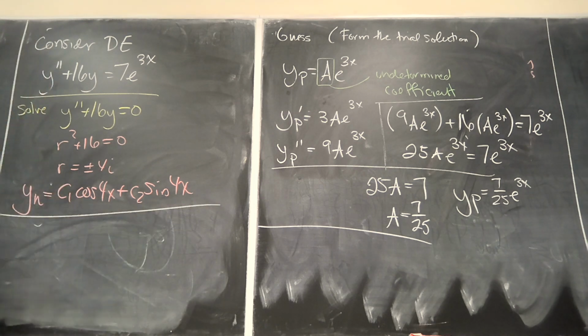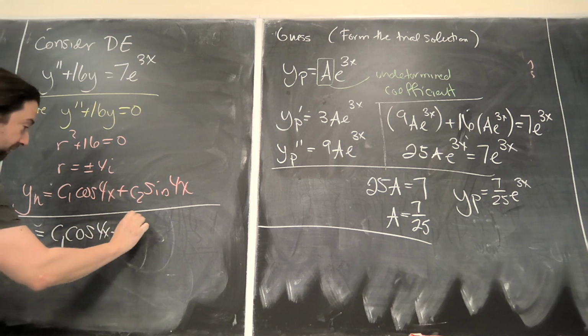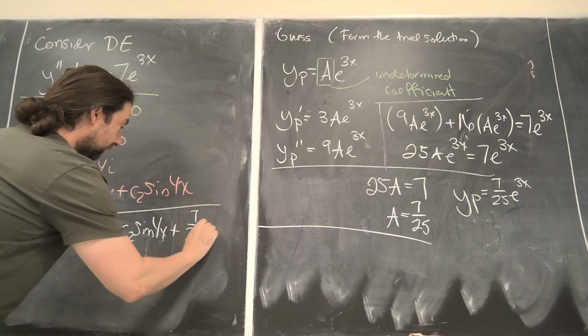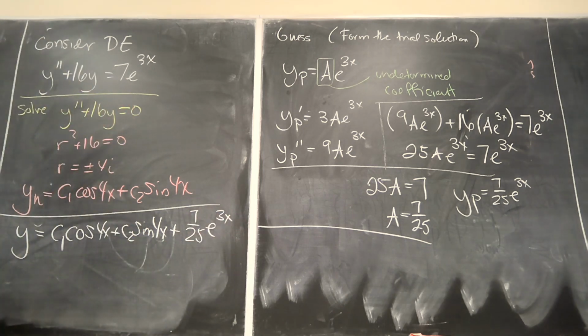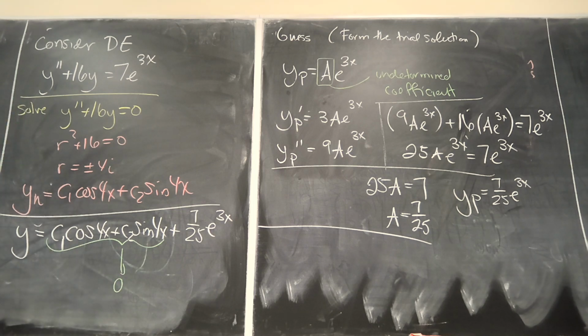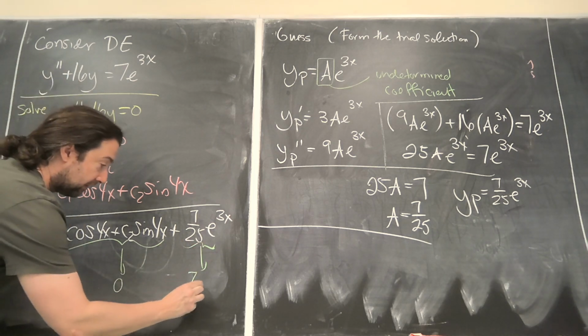What that tells us then is that the general solution to this differential equation, y is equal to the homogeneous solution, c1 cosine of 4x plus c2 sine of 4x plus the particular solution, which is 7/25 e to the 3x. And if you want to think about this in an input-output scenario, this is all of the stuff that the differential equation turned into 0, because that's what it means to be part of the homogeneous solution. And this is the part that got turned into the 7e to the 3x.